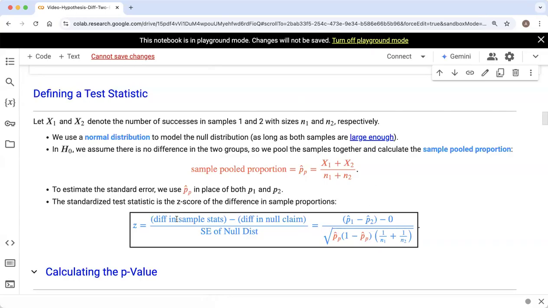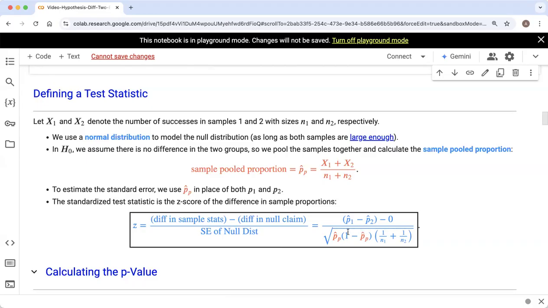So in this case, we would take our test statistic, which would be the difference in sample proportions. We're going to subtract that from the claim in our null hypothesis, which is that this difference would be 0. And then we're going to divide all of that by our estimate for the standard error of the null distribution.